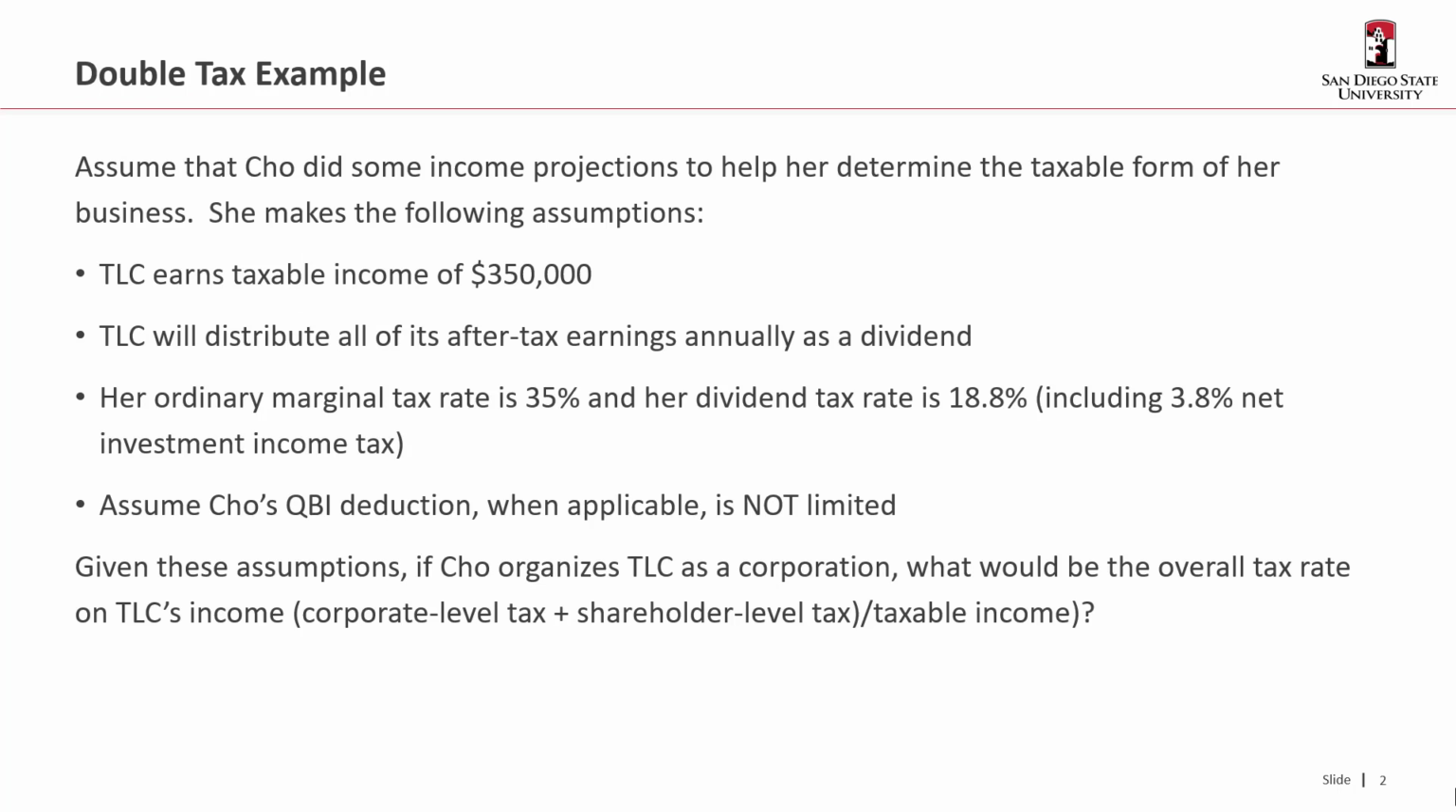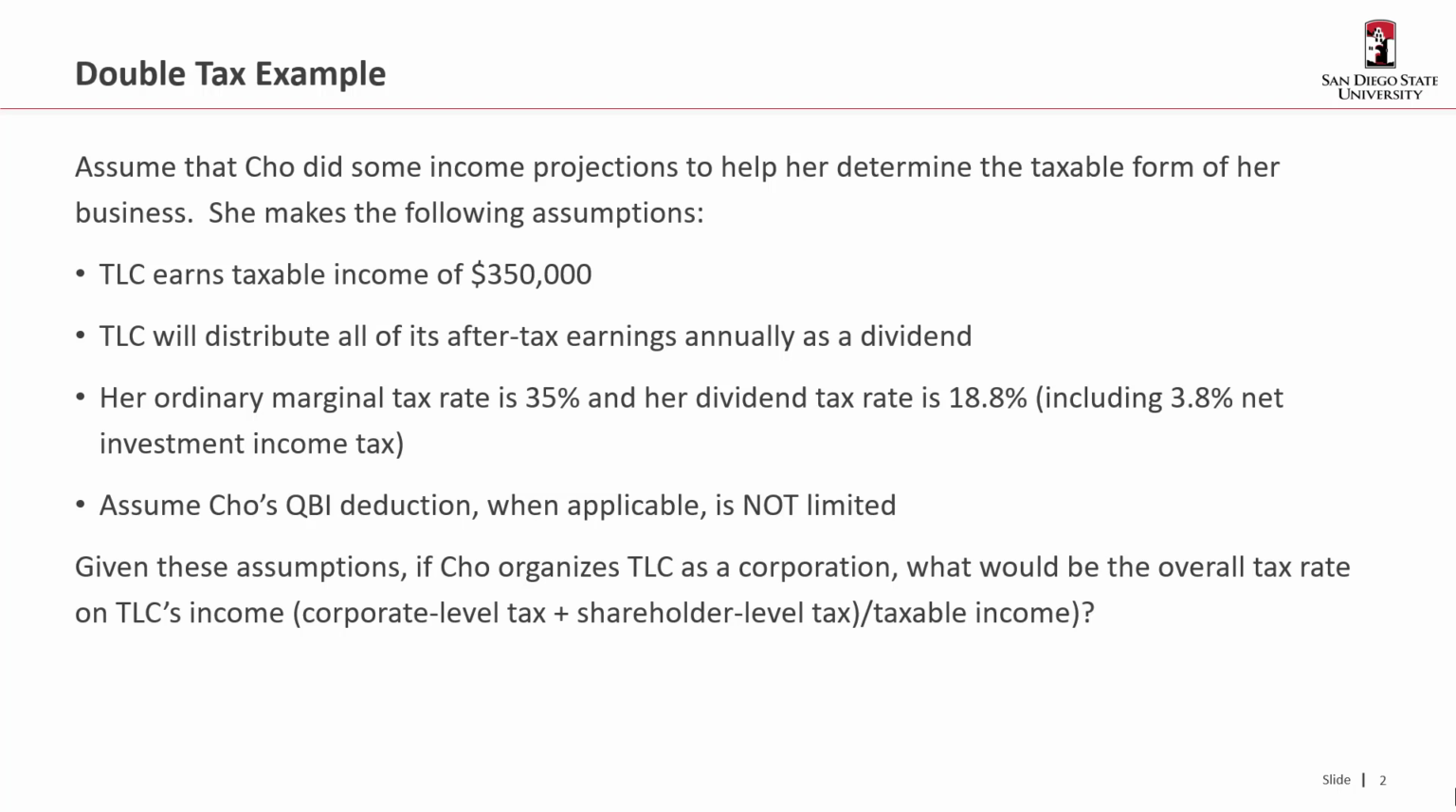So let's assume that Cho did some income projections to help her determine the taxable income from her business. And she makes the following assumptions. The Leaky Cauldron Corp is going to earn taxable income of $350,000. I shouldn't call it Corp, it's just her business. The Leaky Cauldron will distribute all of its after-tax earnings annually. Its corporation has a dividend.